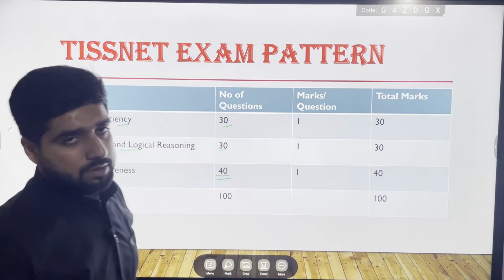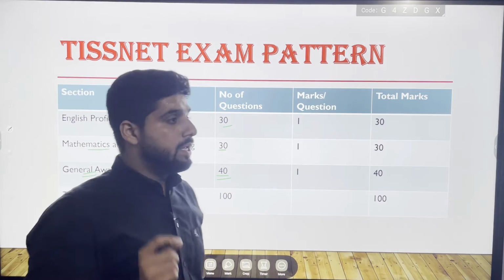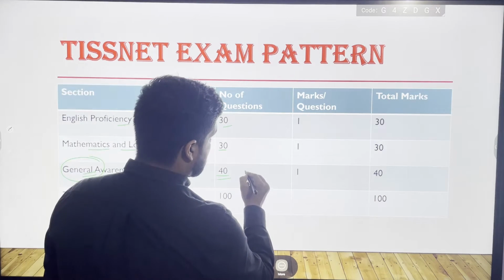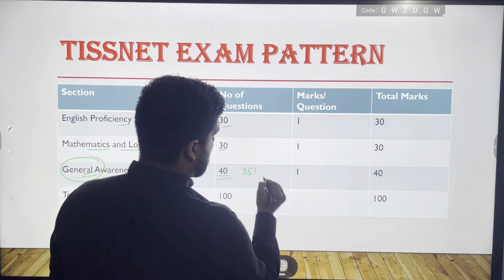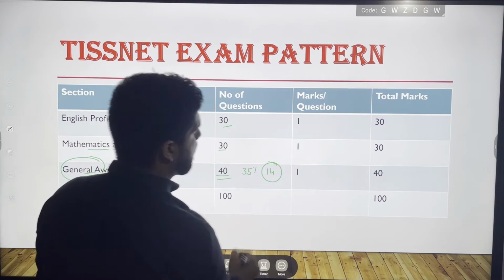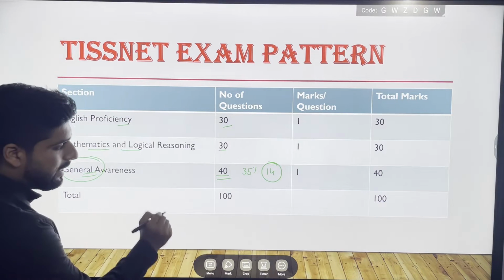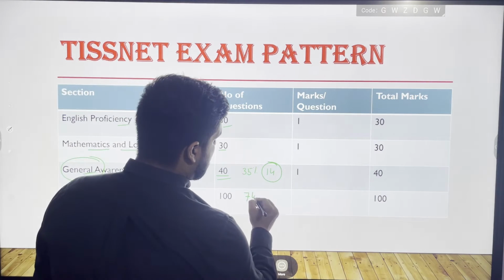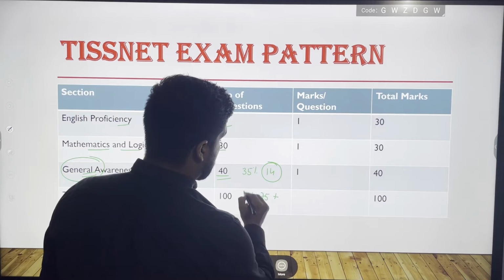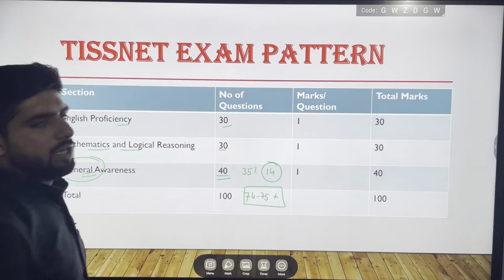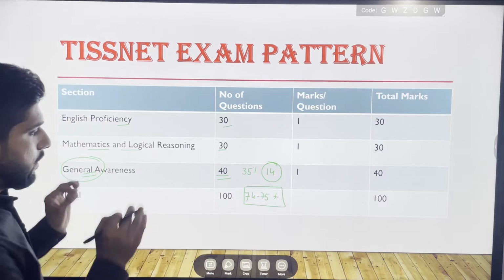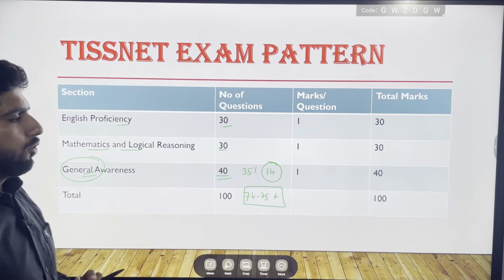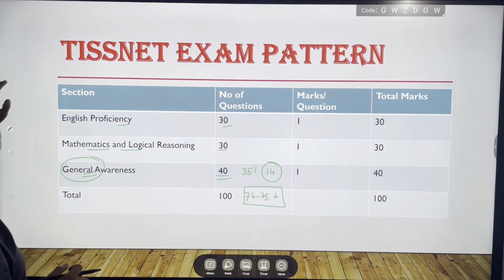Now here is the twist. There is no negative marking, but in general awareness we need to score at least 35% of the marks. That means I have to score a minimum of 14 marks here to clear the general awareness cutoff. And in total we need to score 74 to 75 plus marks out of 100 to clear the overall cutoff. So regarding GK, we need to be prepared for the sectional cutoff, and in total we need to score 74 to 75 plus out of 100 marks.